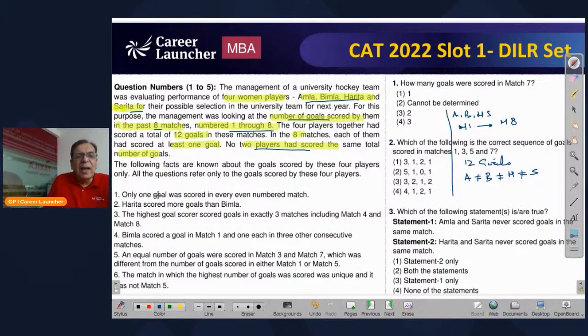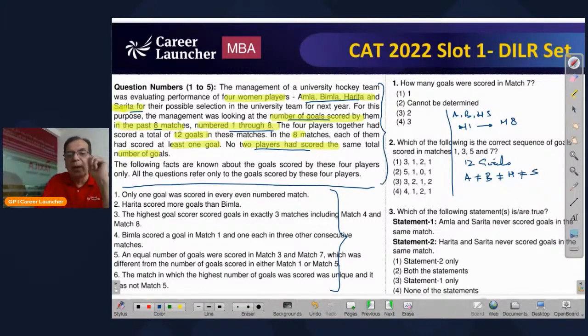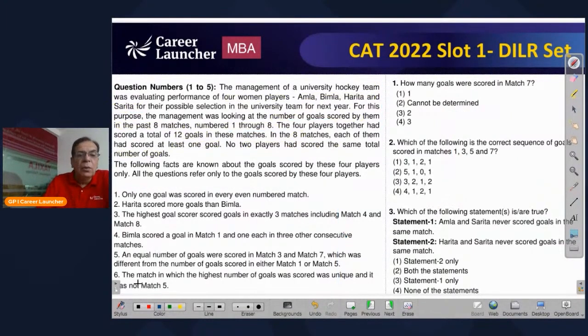Okay. And then we have this information. Normally, I will not go through this. After this part, I will go to the questions. So now that I've understood this, I will look at the questions. Let me erase this part. Now, what are the questions telling me? How many goals were scored in match 7? 1, 2, 3, and cannot be determined. So that means this statement is not going to give me any information.